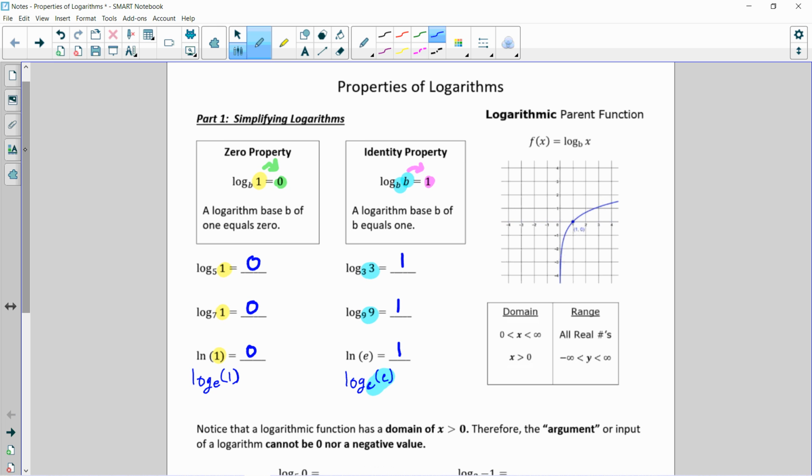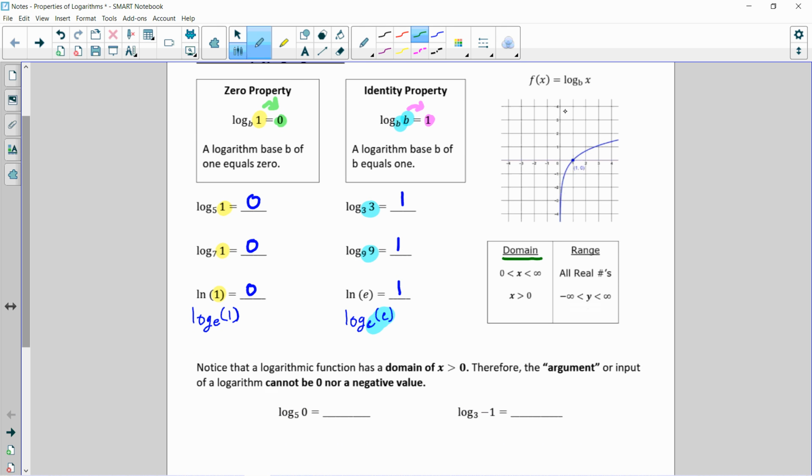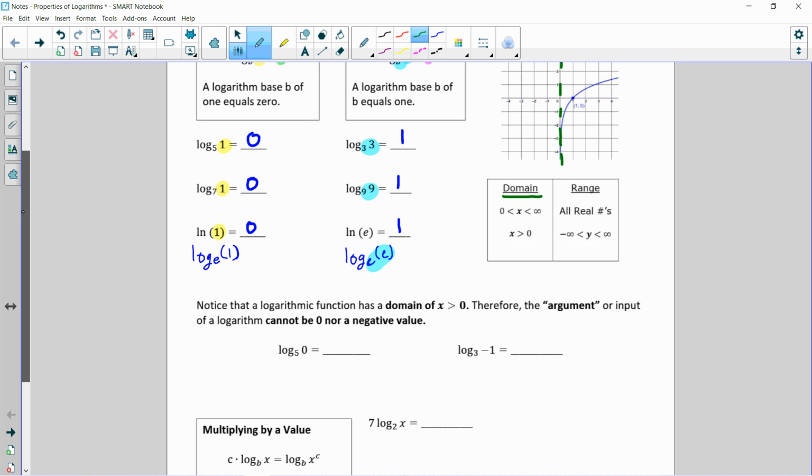Now, as we talk about the domain of the logarithm, there's a restriction, and so remember that we talked about this vertical asymptote. So the graph cannot be 0, and it doesn't go anywhere to the left, to the negative values. So that means that if I plug in 0 or a negative number, my function is undefined. Yet again, negative number.